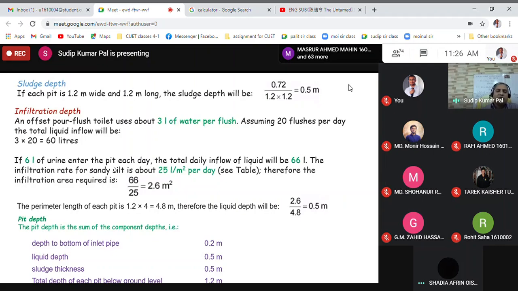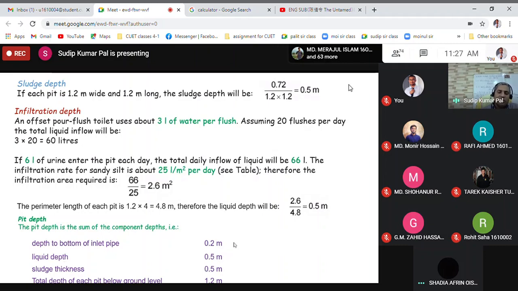And the infiltration rate of sandy silt. The soil is given, basically sandy silt, and if you go to the table, this is basically 25 liter per square meter. Then the infiltration area required is 2.6. You know the circumference of the pit: if we assume the pit is fully unlined, then the side is 1.2, multiplied by 4, so all 4 sides will contribute to the infiltration. Then the circumference is 4.8, and 2.6 divided by 4.8 is 0.5. Again, it is 0.5.